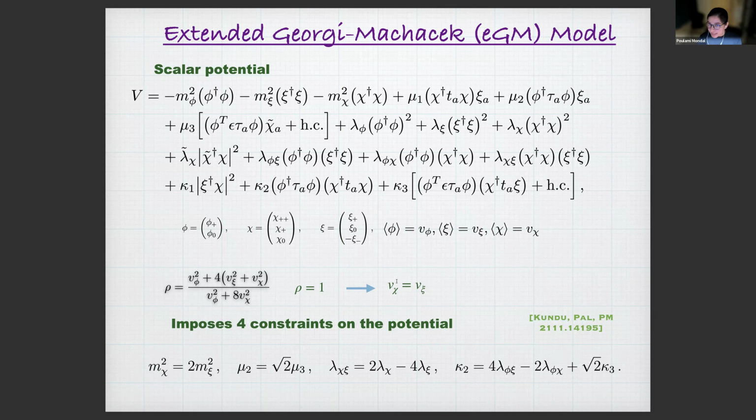So this is the model we came up with, which we call the extended Georgi-Machacek model. At that time we named it that way, but this is not basically an extension of the Georgi-Machacek model. This is a general approach to write down a minimal Higgs triplet model that preserves custodial symmetry at the tree level, and we named it the extended Georgi-Machacek model.